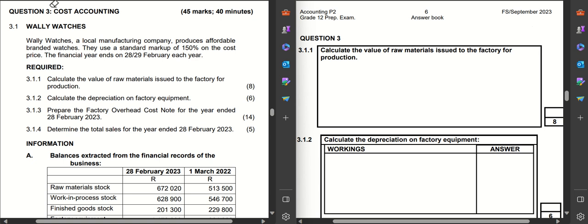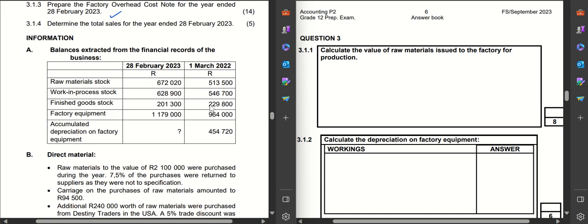Our question here demanded that we prepare or calculate the value of raw materials issued to the factory. That is number 1. We also do a calculation for depreciation, and then we prepare the factory overhead cost note. So we're going to quickly do that, and then we see how far we can go. To begin with, we were given raw material stock. That is my opening stock, 513,500.